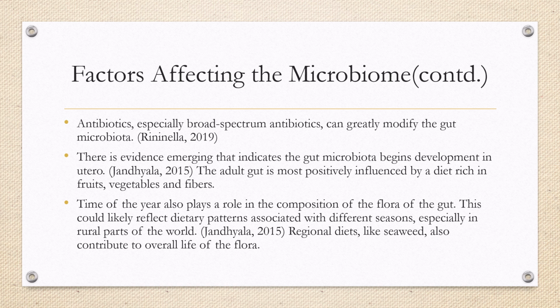More factors. Antibiotics, especially broad-spectrum antibiotics, can greatly modify the gut. There is evidence emerging that indicates the gut microbiota begins development in utero. So I saw some studies citing evidence that the flora of your gut starts to develop in utero or during infancy. The adult gut is most positively influenced by a diet rich in fruits, vegetables, and fibers. Get into more of that later.